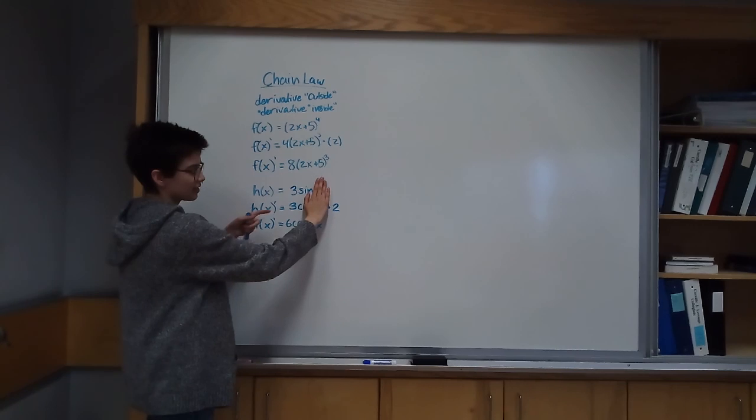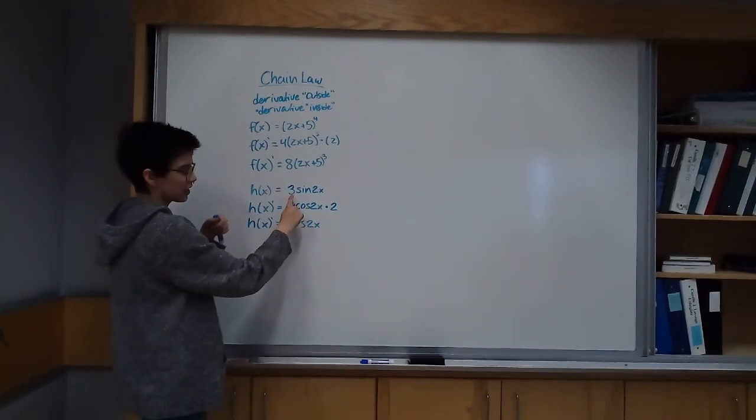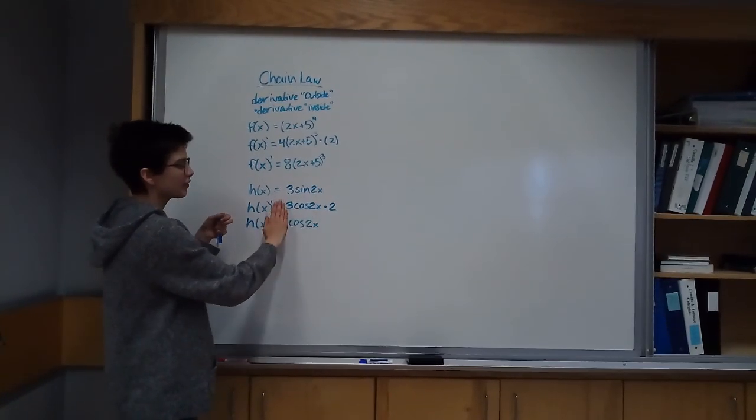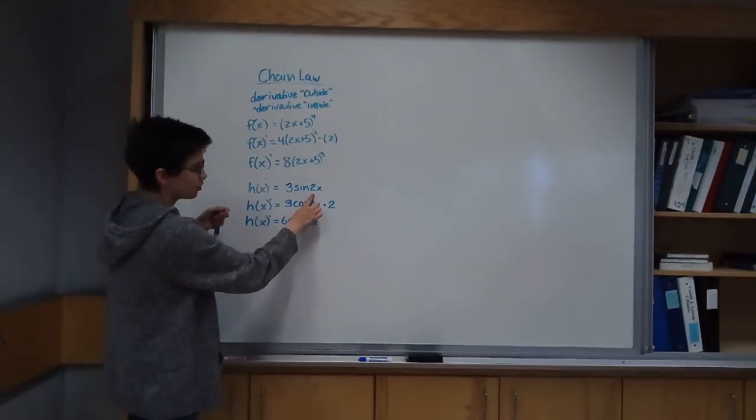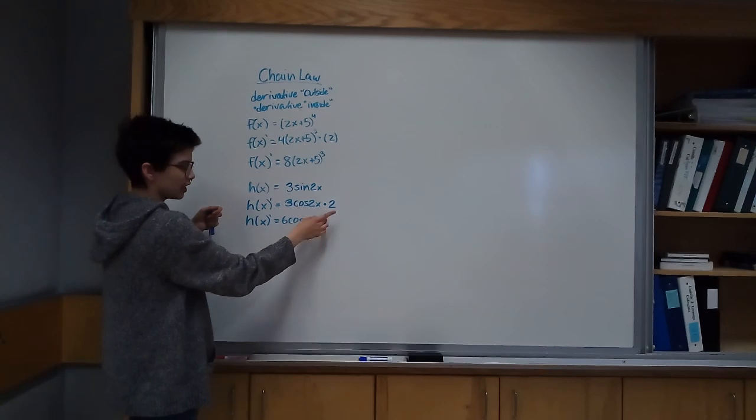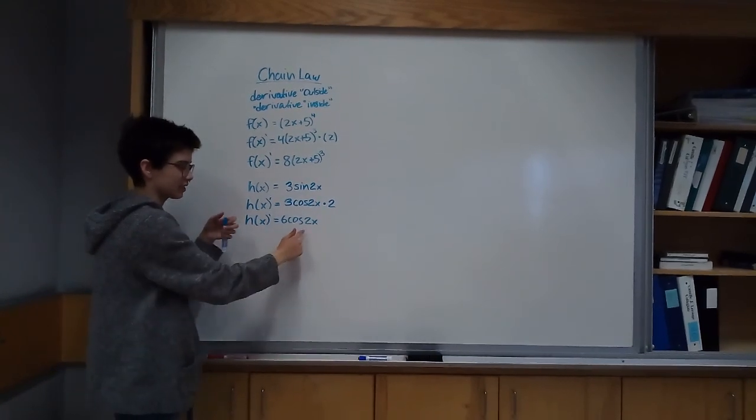So you cover up the 2x, and you just turn the sine into a cos, and you keep the 3 there. The derivative of the inside is, you're ignoring everything except for that 2x, and you just end up with 2, just like we had earlier here. And you multiply this 2 and the 3 and get 6 cos 2x.